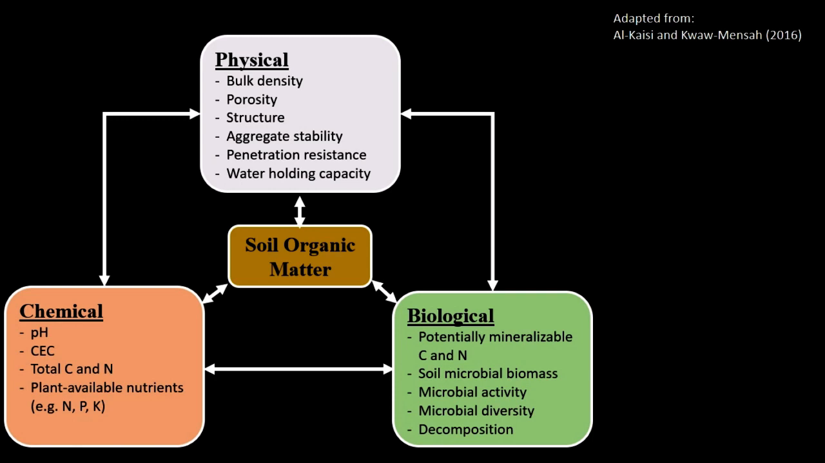It's basically a triangle of soil health, and the indicators fall under the physical, chemical, and biological categories, and soil organic matter is really central to all of them. If you're raising soil organic matter, you're also decreasing bulk density, increasing porosity, improving soil structure and aggregate stability, but you're also increasing CEC, total carbon and nitrogen, under these chemical indicators. pH is typically better. And then the biological, because the biology is actually part of soil organic matter, and also fed by it, potentially mineralizable carbon and nitrogen are good indicators.